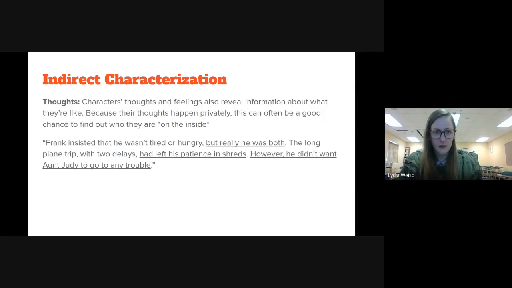So in this example, Frank insisted he wasn't tired or hungry. So he says he's not tired or hungry, but really he was both. He didn't want Aunt Judy to go to any trouble. So this again is more of a telling than a showing. We are told what his thoughts are, but we can also infer from this that because he doesn't want Aunt Judy to go to any trouble, he's kind of a thoughtful person, right? He's tired, he's hungry, he's had it up to here with his last couple of days, but he doesn't want Aunt Judy to put herself out for his sake.